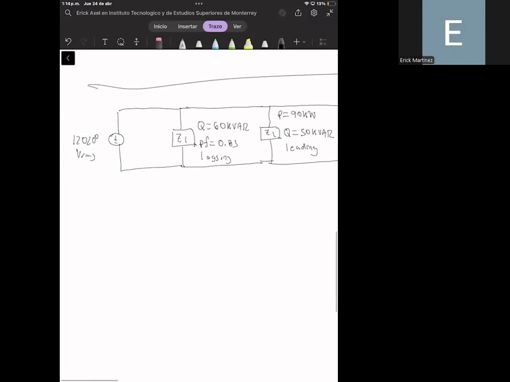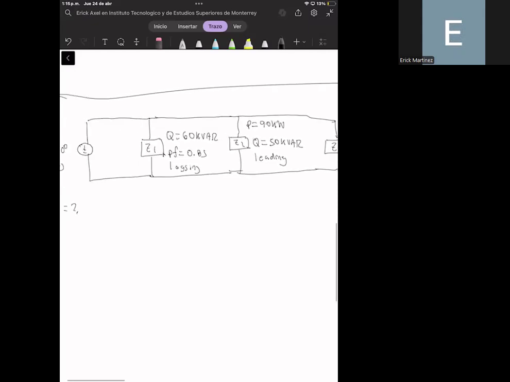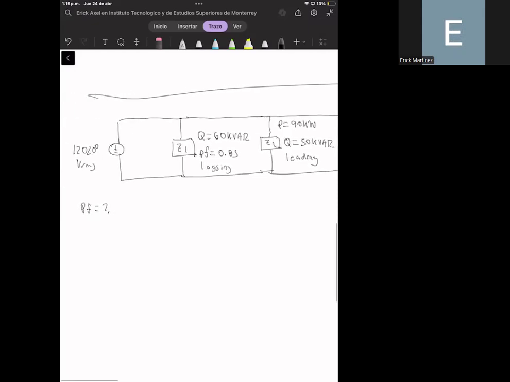So the problem is asking us to compute the power factor of the three loads, of the combined loads. Okay, also we need to compute the equivalent impedance of the whole circuit. Now, what is the impedance?